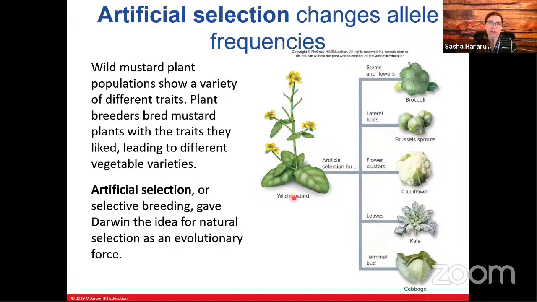If you select individuals from the wild mustard plant with pronounced flower clusters, like flower clusters right here, over hundreds of generations, you would have cauliflower, and so on. By selecting the individuals, I mean allowing them to reproduce further, and further selecting the individuals with traits that are desirable to you. It's pretty wild, at least to me, to realize that all of these different looking vegetables were selected from a wild mustard plant.